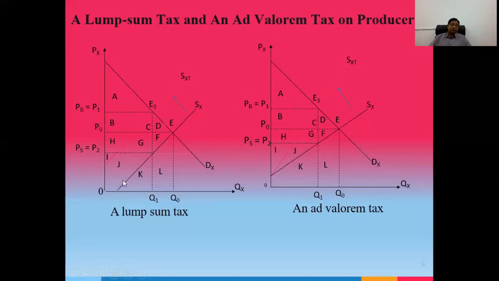Then producer surplus before tax is given by the area of J, I, H, G, F. After imposition of lump sum tax, producer surplus is given by the area of I plus J. Then reduction in producer surplus is given by the area of H plus G plus F.